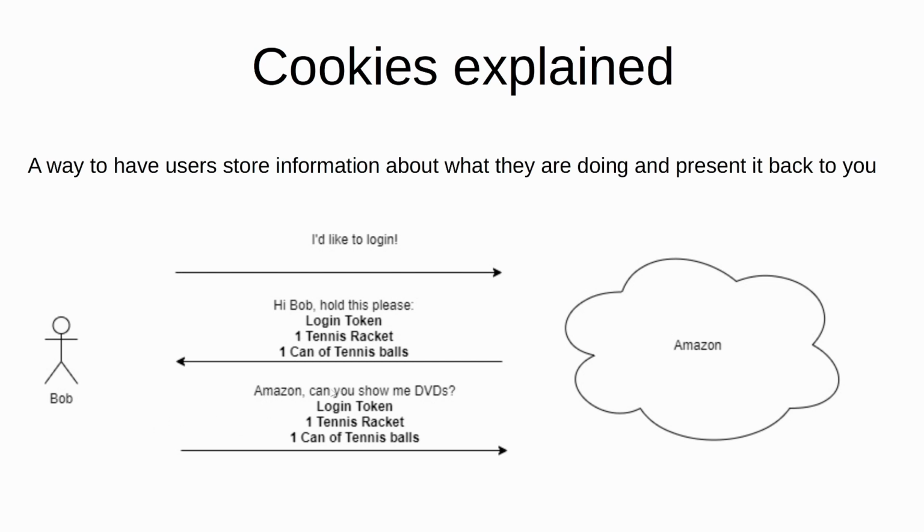And then he asks Amazon, can you show me DVDs? And he presents back all this information, which are actually cookies, to Amazon. And because Amazon recognizes his login token, it says, oh, this is Bob. I know who Bob is. He's already logged in. And then it already knows what his running list of items is as well. So it's a nice way of holding things.